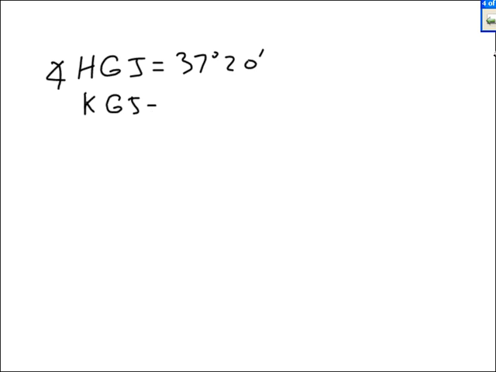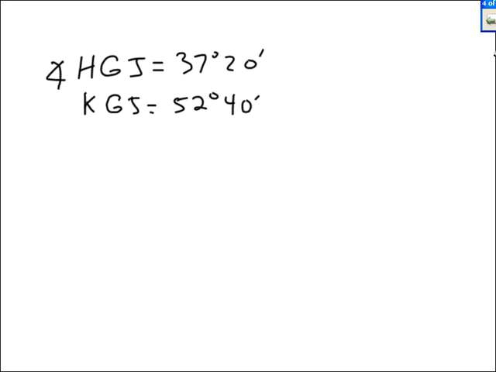Okay. Try the next one. Suppose that you are told that angle HGJ is equal to 37 degrees, 20 minutes. And angle KGJ is 52 degrees, 20 minutes.